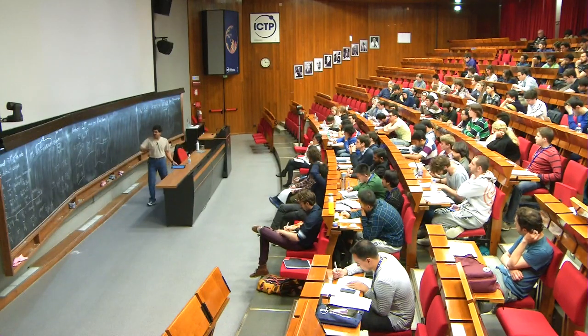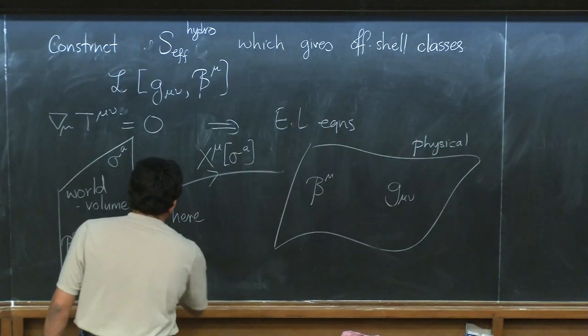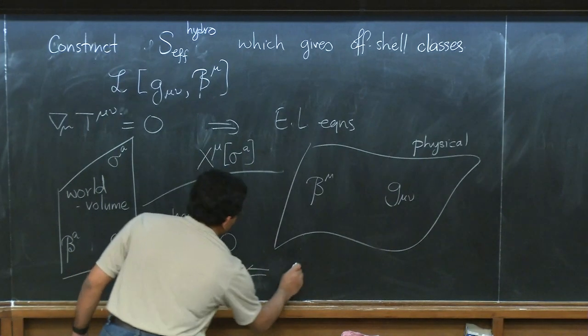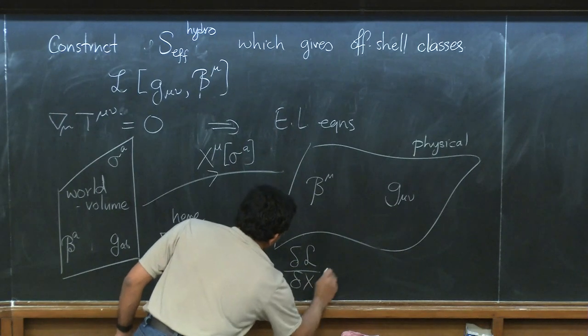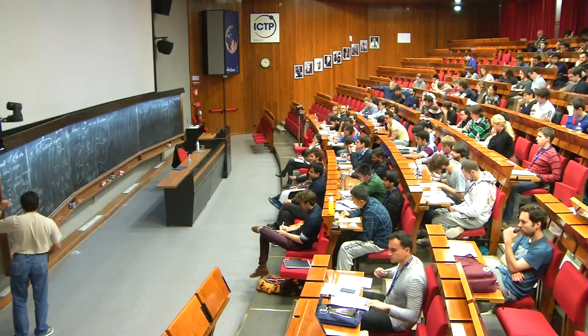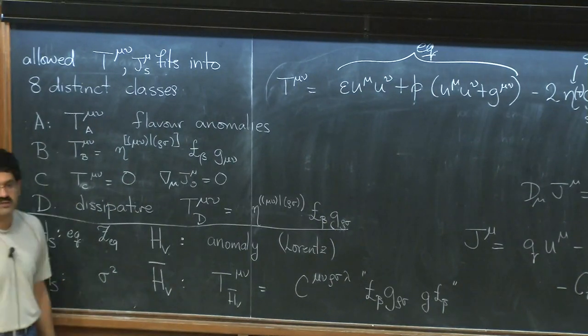Now, that sounds great. That solves this problem. That fixes it: d mu T mu nu equals 0 follows from, is implied by, the variation of the Lagrangian with respect to x equals 0. But it doesn't solve the other problem. What doesn't it solve? It gets this structure right, because it's almost guaranteed to get this structure right from the point of view of the equilibrium analysis. So it gets you the energy momentum tensor which belongs to these two classes. It just doesn't do the job for the rest of them.